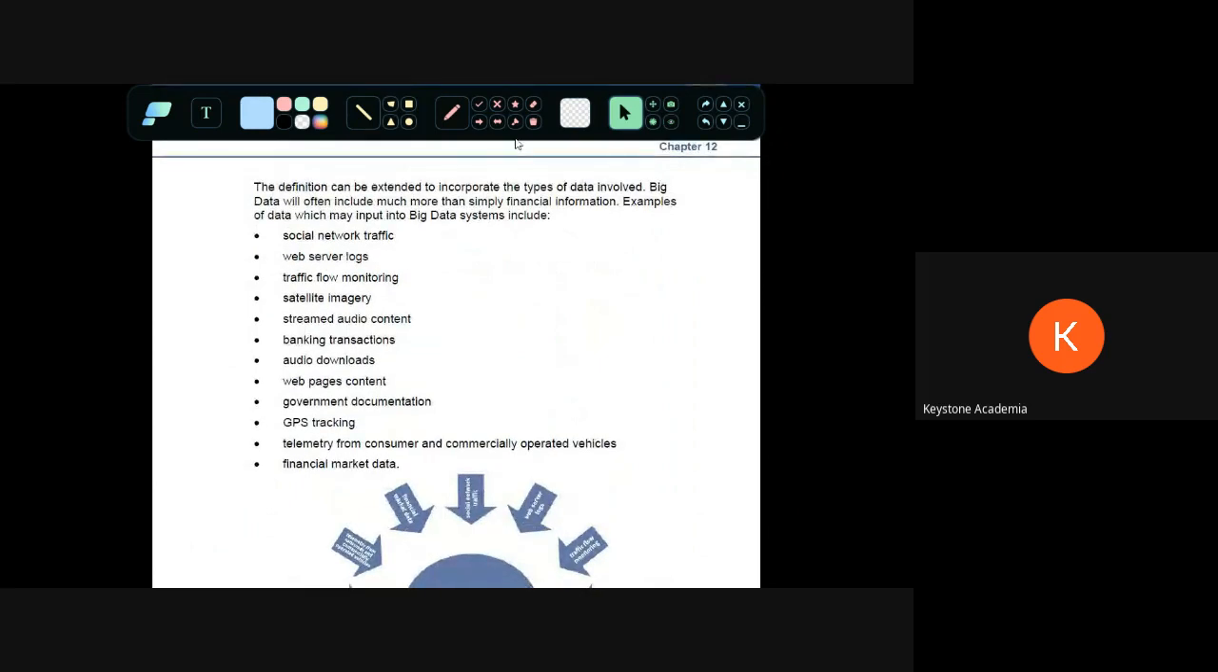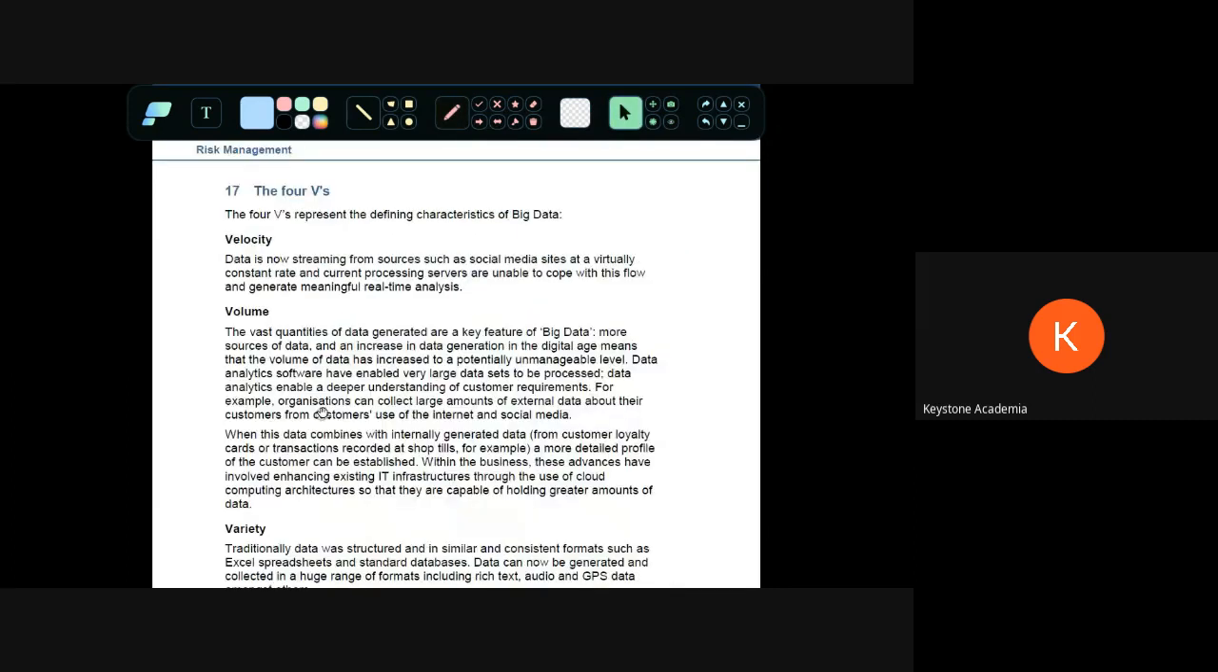So big data systems include your social network traffic, web server logs. If you're logging into a website, they are also collecting your data. Traffic flow monitoring, satellite imagery is there. Like the formats I wrote down, nothing is compared to this. GPS tracking, web pages content, audio downloads, banking transactions, government documentation like your ID proof, telemetry from the consumers, commercially operated vehicles, financial market data. There is so much data that is being captured these days.